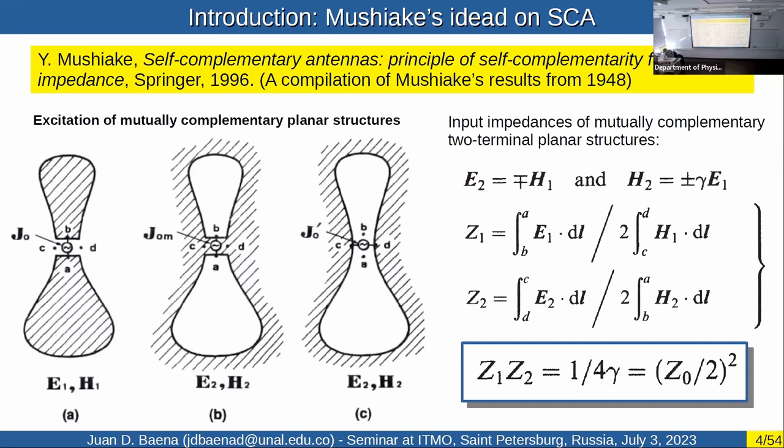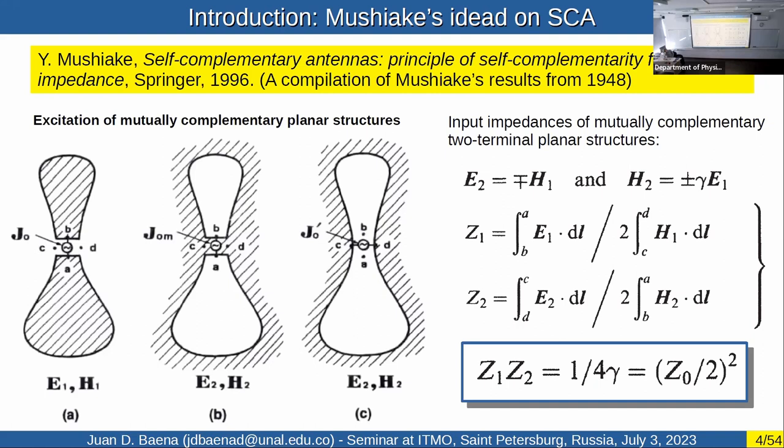Let me just review the formulas here. E2 is representing the electric field of the second problem. H1 is representing the magnetic field of the original problem. So it is saying that we can interchange electric field with magnetic field when we go from the original problem to the complementary one. Something similar with the magnetic field. Probably you know the duality principle in electromagnetics. It is mainly that duality principle.